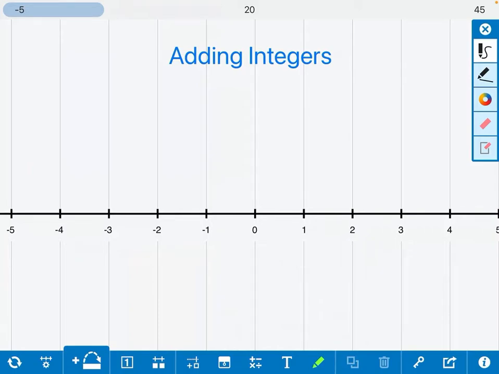Mathematicians, it's Miss Johnson, and today we're going to be looking at adding integers on the number line. Let's think about some of the things that we know already about our number line. We know that it is in order from least to greatest.